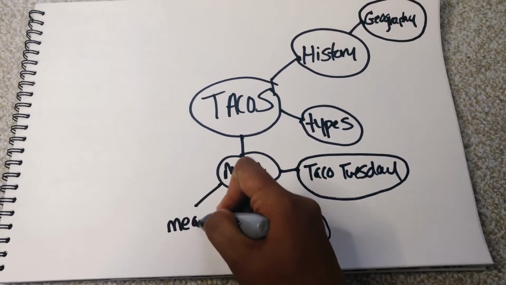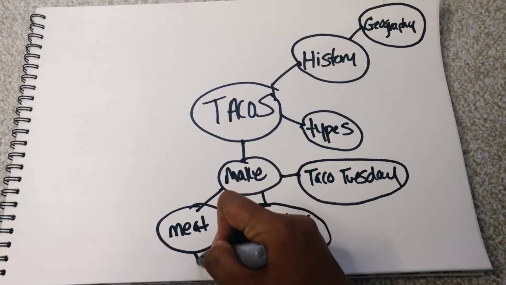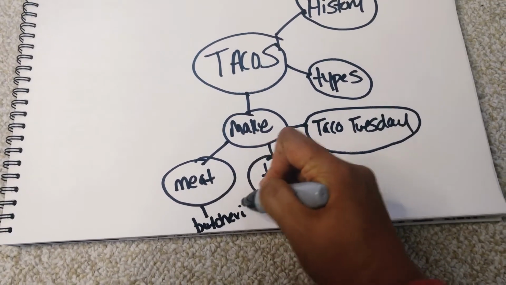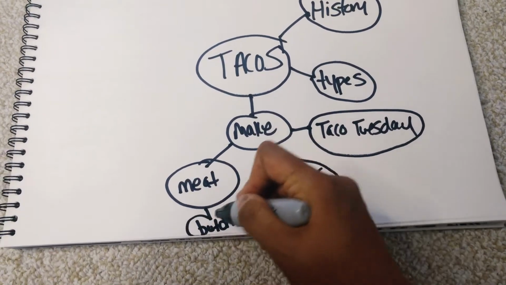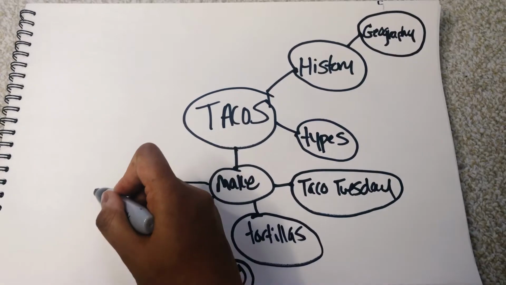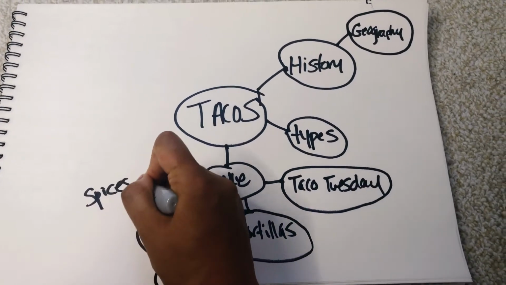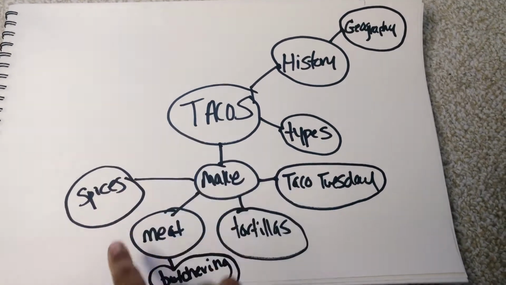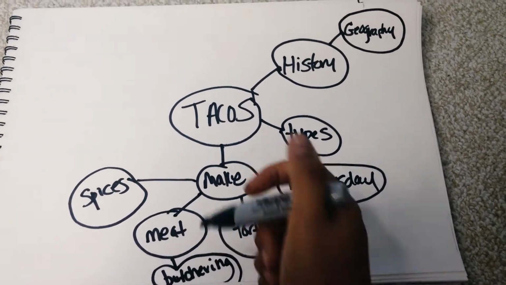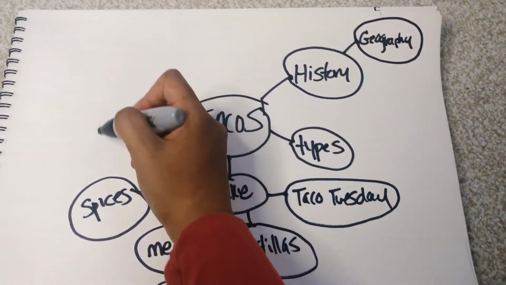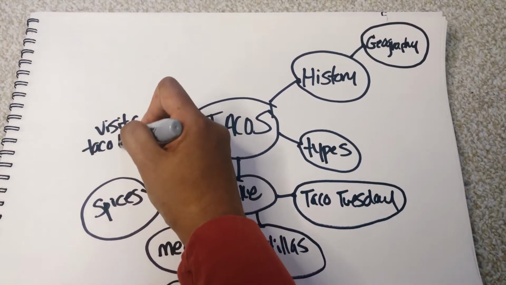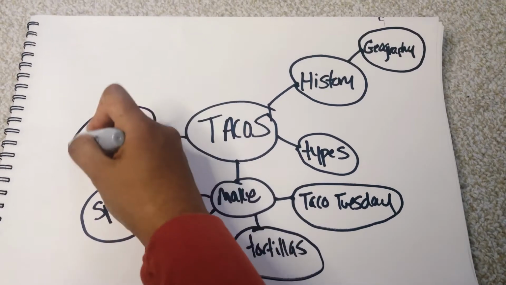One of those is meat. And then a little offshoot of that is probably going to be butchering, which is something else that we did cover. I also talked about spices. So what spices that we use when we're making tacos. I know that we also wanted to visit a taco truck.